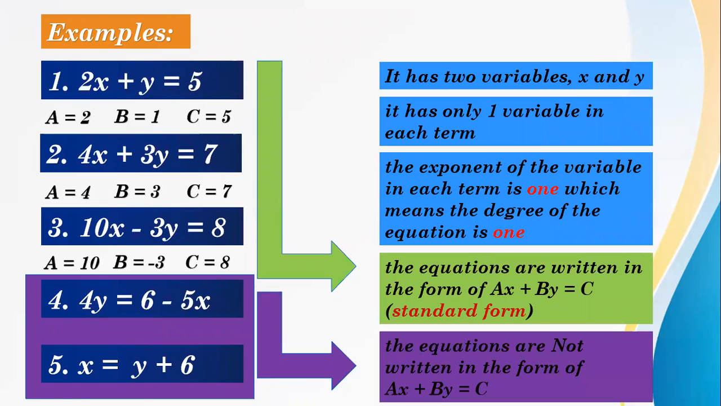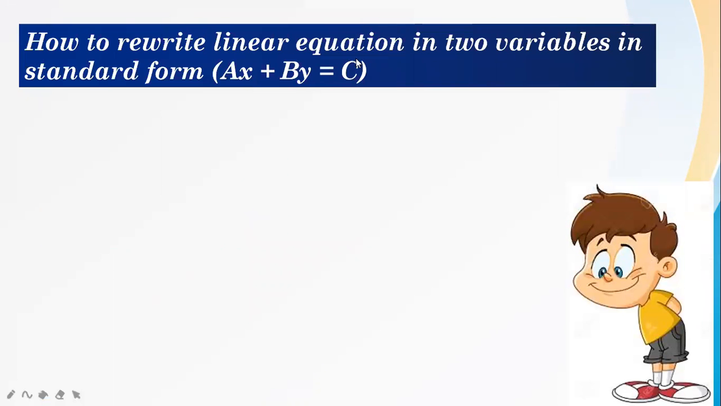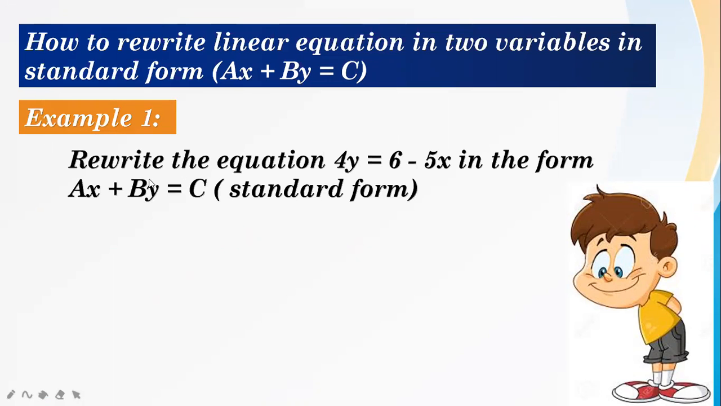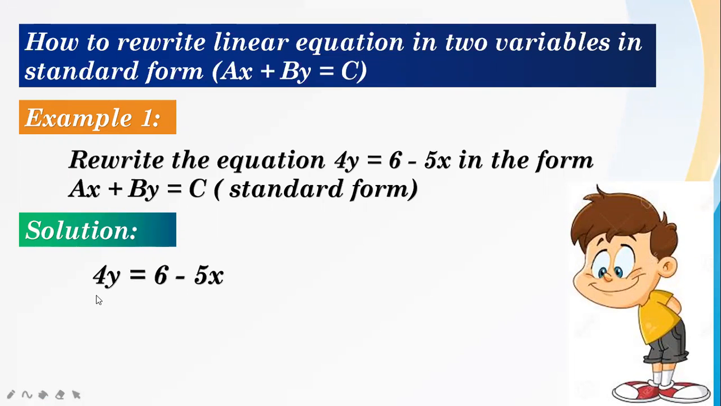But in 4 and 5, these equations are not written in the form of ax plus by equals c. How to rewrite a linear equation in two variables in standard form, ax plus by equals c. Example number 1. Rewrite the equation 4y equals 6 minus 5x in the standard form. Solution. Our given equation is 4y equals 6 minus 5x.